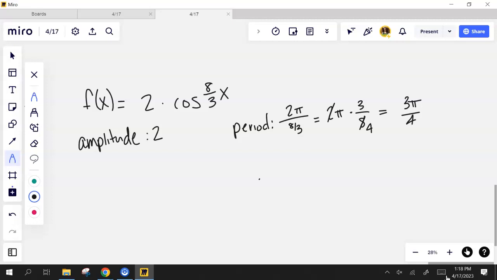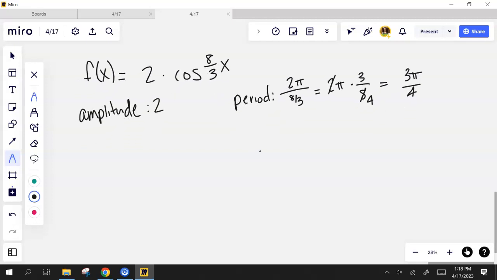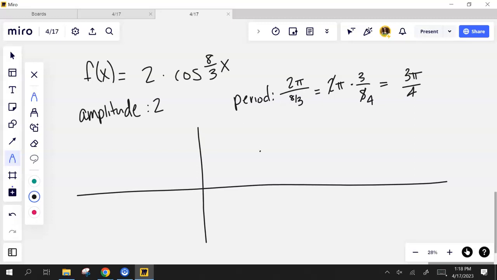All right, so what does that mean? That means that now my graph is stretching up to 2 and down to 2, right? Because I haven't shifted. And now it's going to repeat every 3 pi over 4. So let's think about what that looks like. Cosine starts out, so instead of 1, correct, because the height is 2. Took me a minute, sorry.